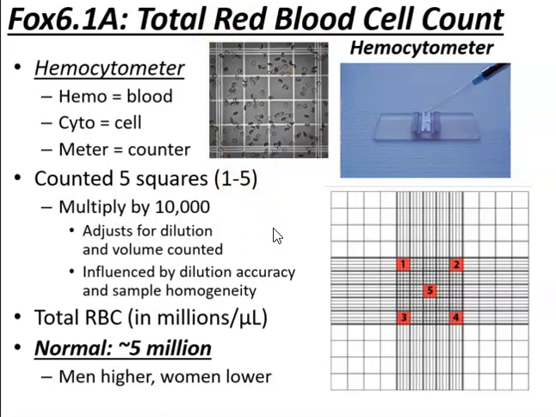We multiplied by 10,000, which adjusts for dilution and volume counted. We know that it is influenced by dilution accuracy and sample homogeneity. So then we wanted to get the total number of red blood cells, and this is in millions per microliter. Normal number is approximately 5 million red blood cells per microliter. And we know that red blood cell count is usually a little bit higher in men than women.